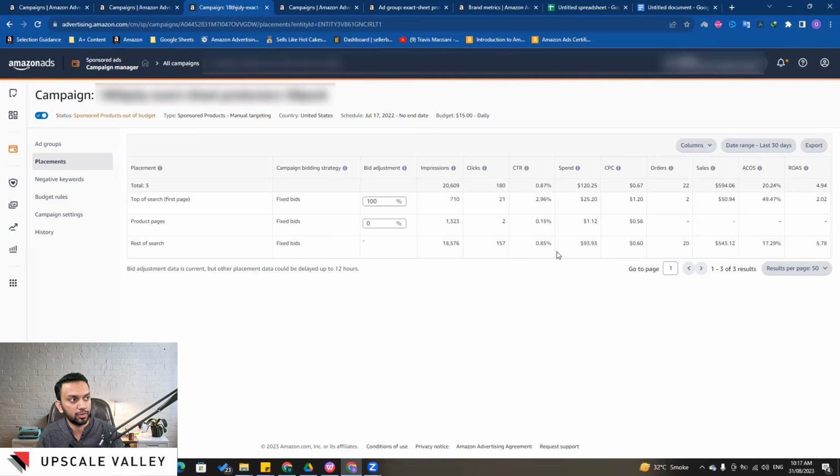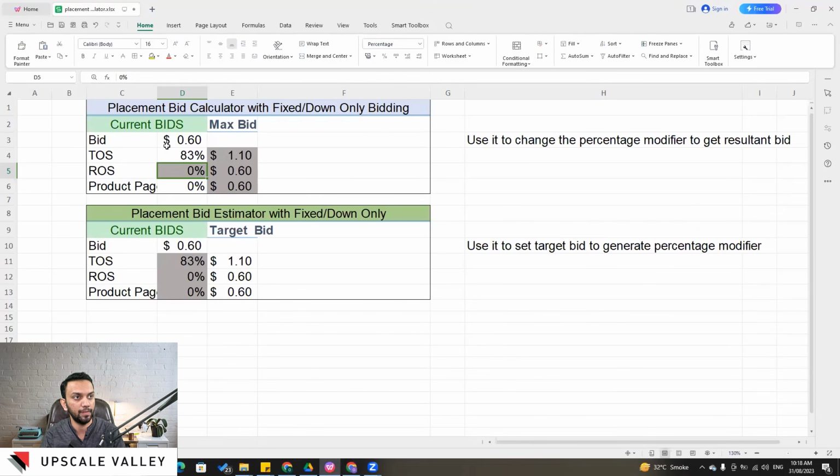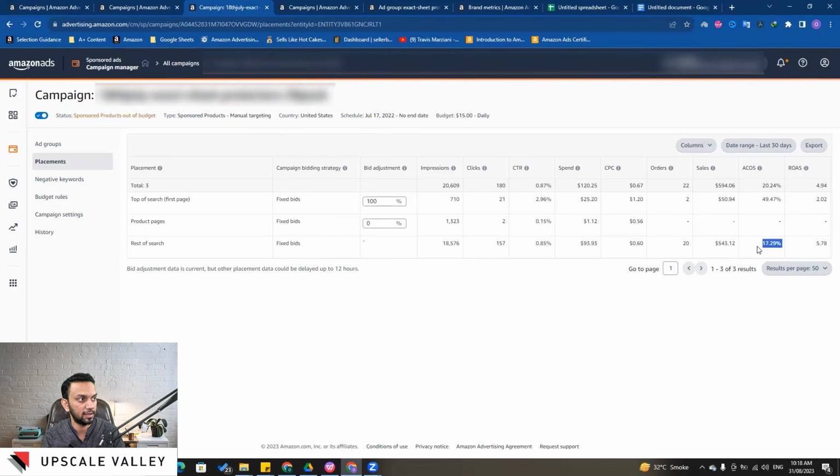If the ACOS at the rest of search is high, let's say the ACOS was around 80% and the ACOS at top of search is 50%, then I'll decrease the bid. I'll decrease the bid from 60 cents to, say, 50 or 40 cents. And I still want $1.1 for my top of search placement. Because my rest of search ACOS is higher, as you can see here, now I'm playing the role here. You are supposed to assume the numbers here. It's not showing as it is.